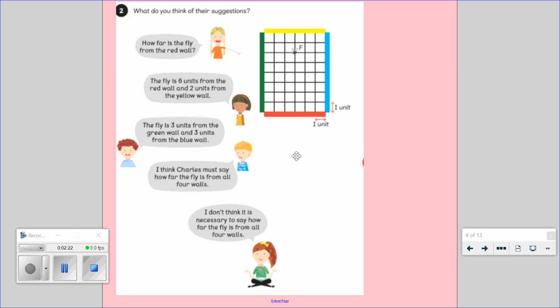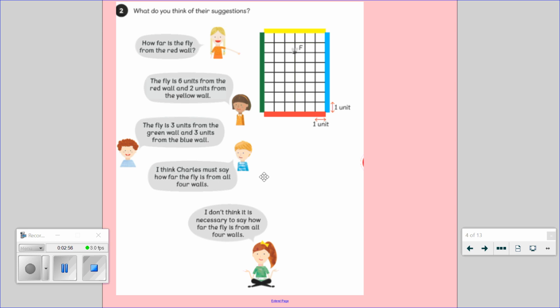Well, here we're asked what we think of their suggestions. Amira says the fly is 6 units from the red wall and 2 units from the yellow wall. So this does tell us the vertical or up and down position of the fly. Elliot says the fly is 3 units from the green wall and 3 units from the blue wall. This tells us the horizontal or side-to-side position of the fly.